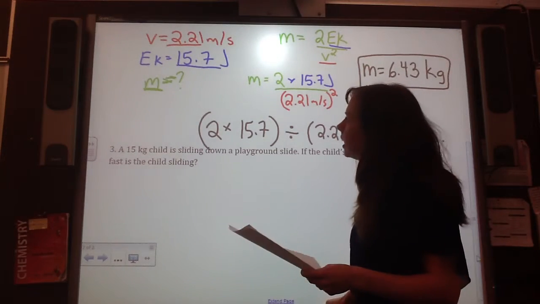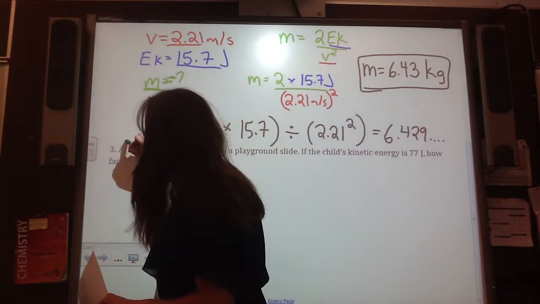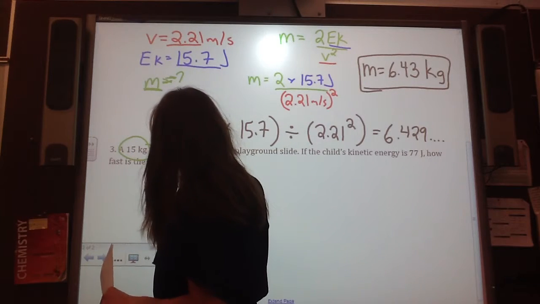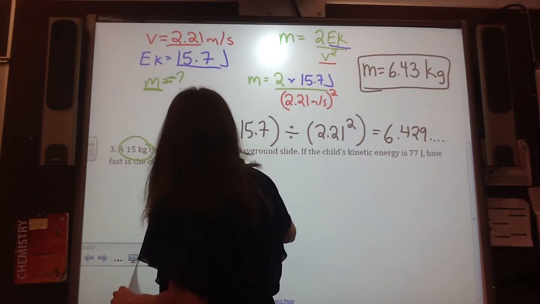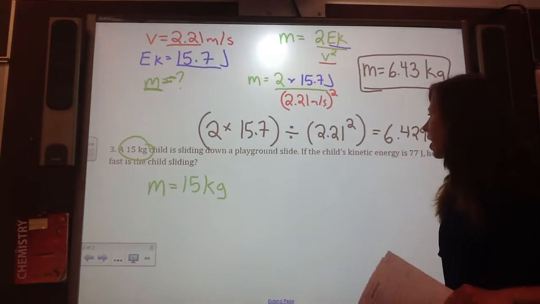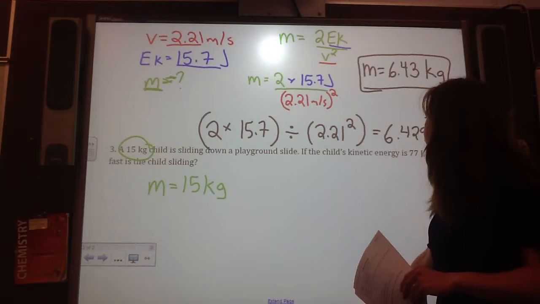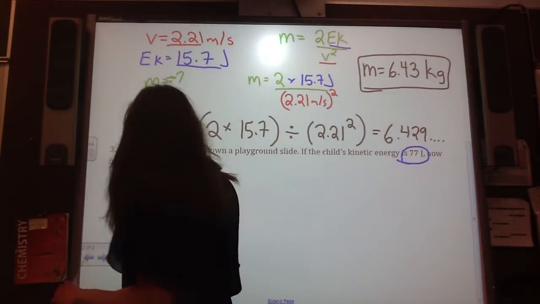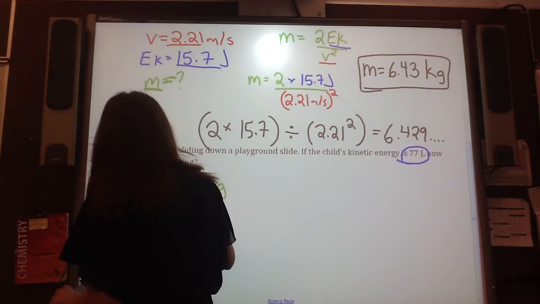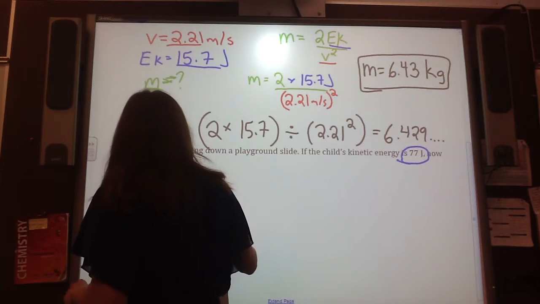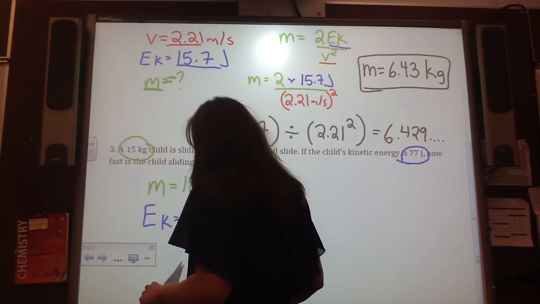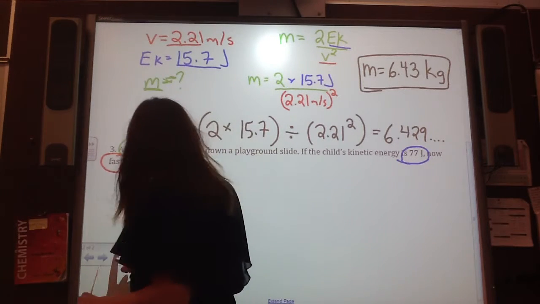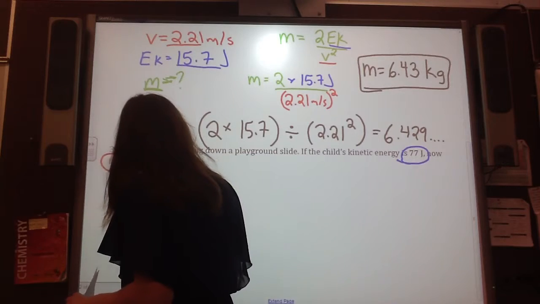So, a 15 kilogram child, so kilogram, that means that's a mass, is sliding down a playground slide. If its kinetic energy is 77 joules, so kinetic energy, 77 joules, how fast? So fast applies to speed, okay? So that's V equals question mark.